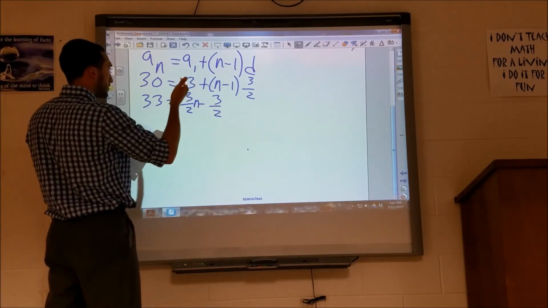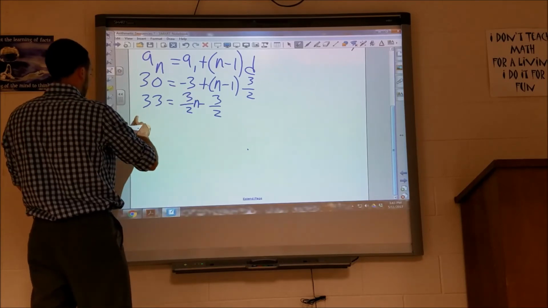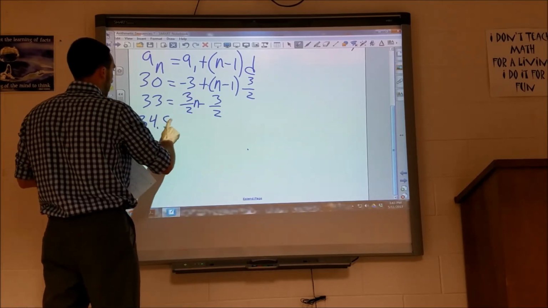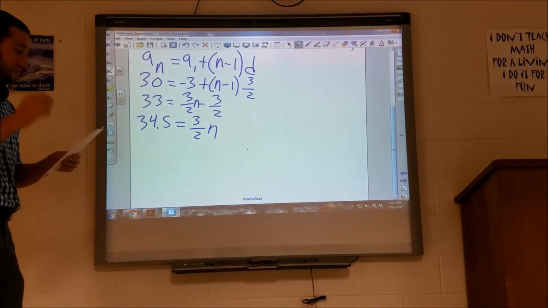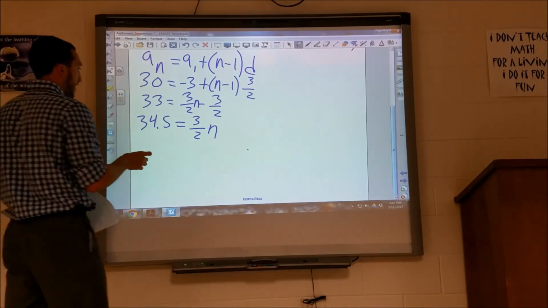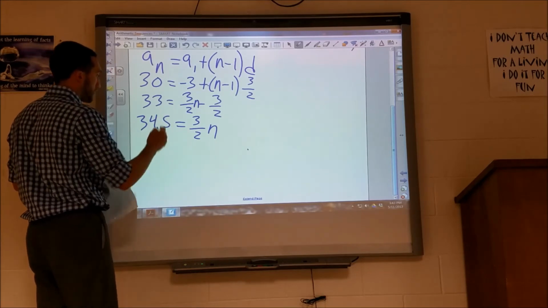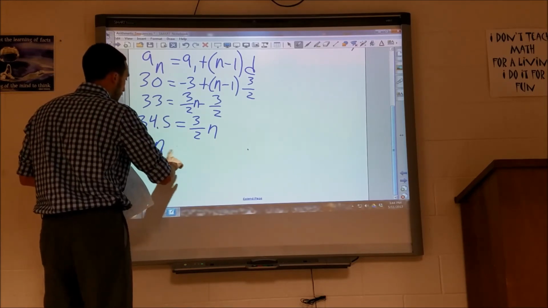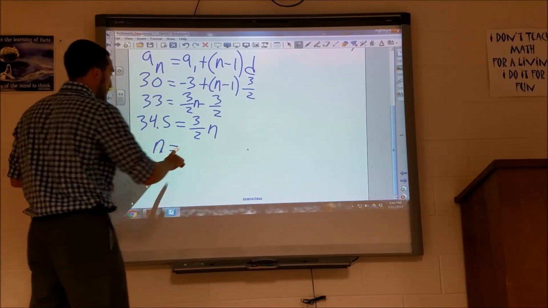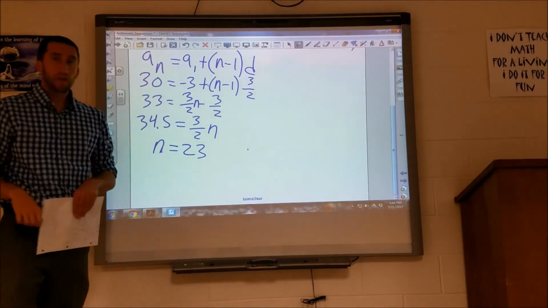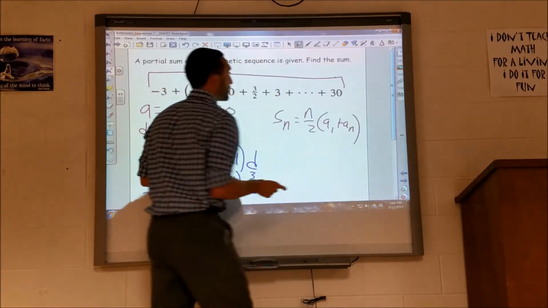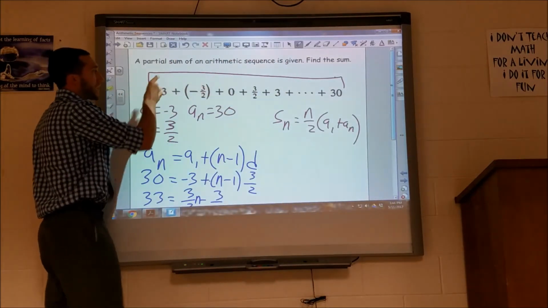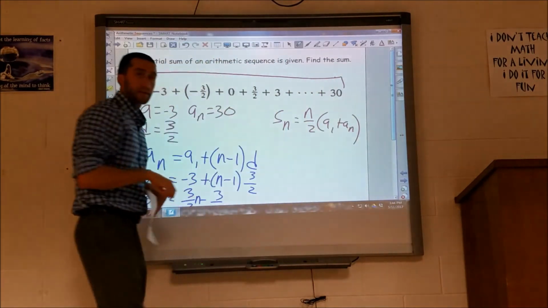Subtract. Actually, I'm going to have to add 3/2, so I get 34.5 equal to 3/2 n. And then I would obviously just divide by 3/2 or multiply by 2, then divide by 3. Either way, we should see here that n equals 23. So what that 23 means is there are 23 terms that get me from negative 3 to 30.